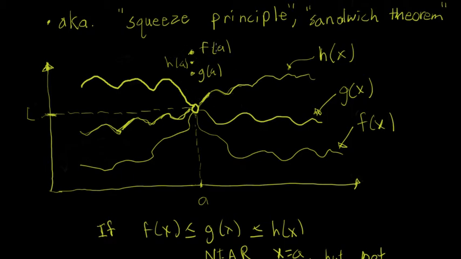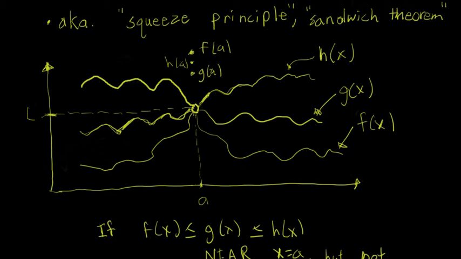So even if at x equals a, g of x does not lie between h of x and f of x, or I should say g of a does not lie between h of a and f of a, as long as near x equals a, g of x lies between f of x and h of x, and h of x and f of x have the same limit as x approaches a, then you can say that g of x has that same limit as well.